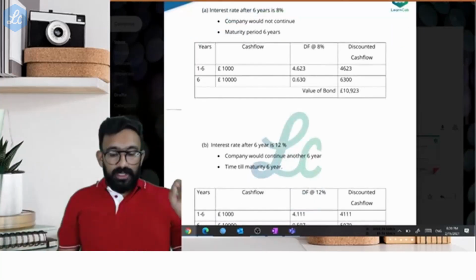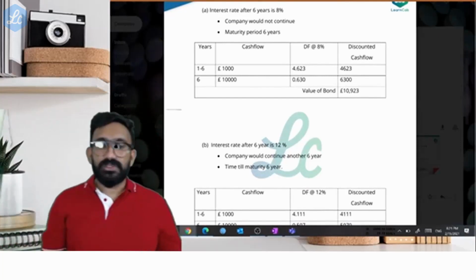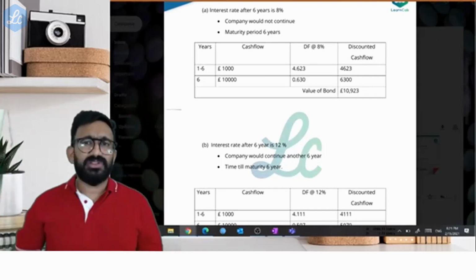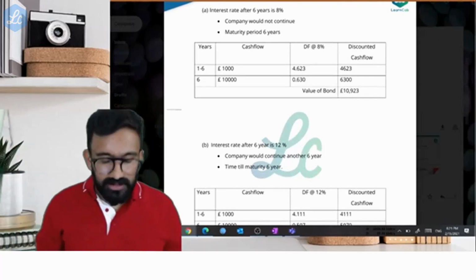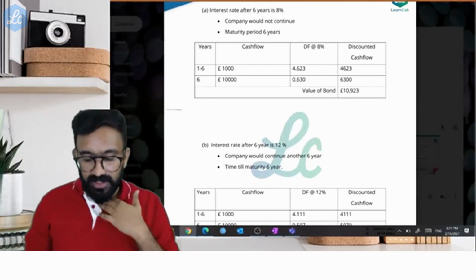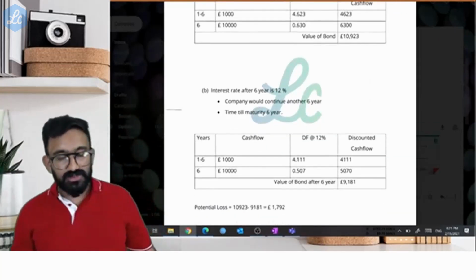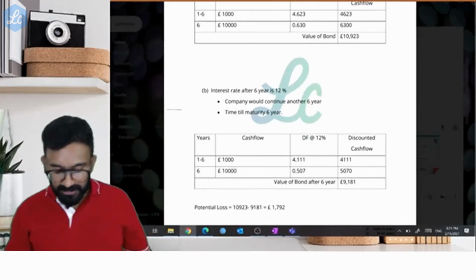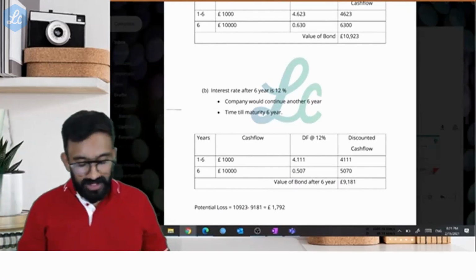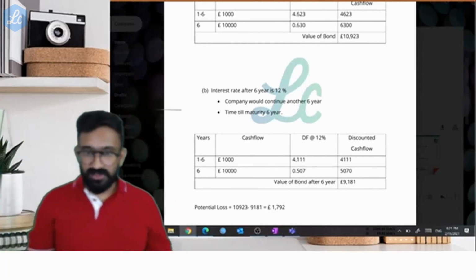10,923. In such cases, the company will not continue, because the company is going to get 8% as the rate in the future. So they'll rather redeem this bond and issue a new bond at 8%. So your value is expected to be 10,923. But if the interest rate after 6 years happened to be 12%, then the company would continue this bond for another 6 years. So the time till maturity is 6 years again.